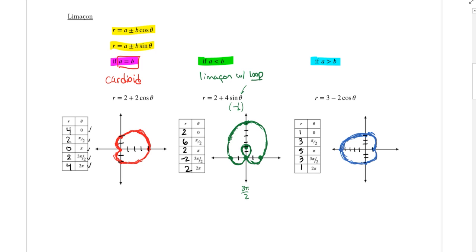This is our limacon, oh, that was ugly, with a dimple. It's a little indent that is not going to touch the pole. So again, I might recommend taking a look at a calculator, Desmos maybe, to get some better visuals for these. If you want to get a better drawing yourself, space things out on the axes nicely and plug in more angles.